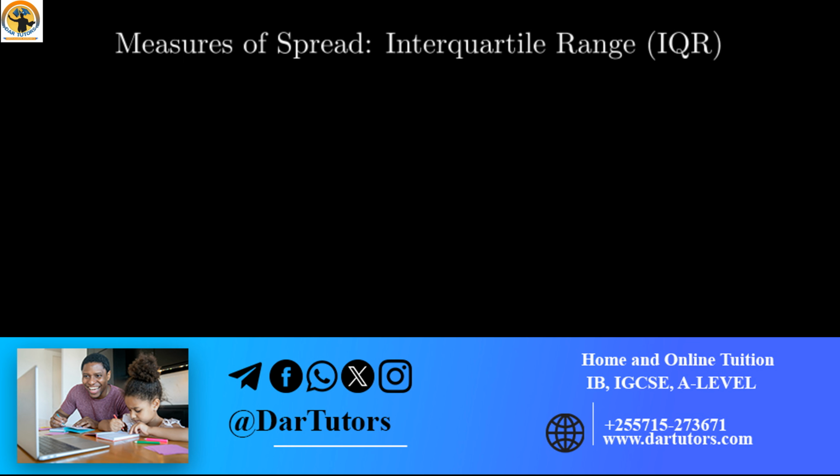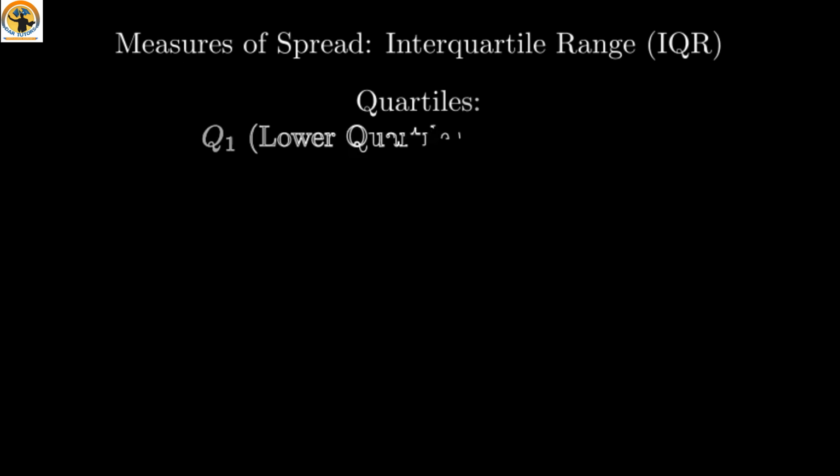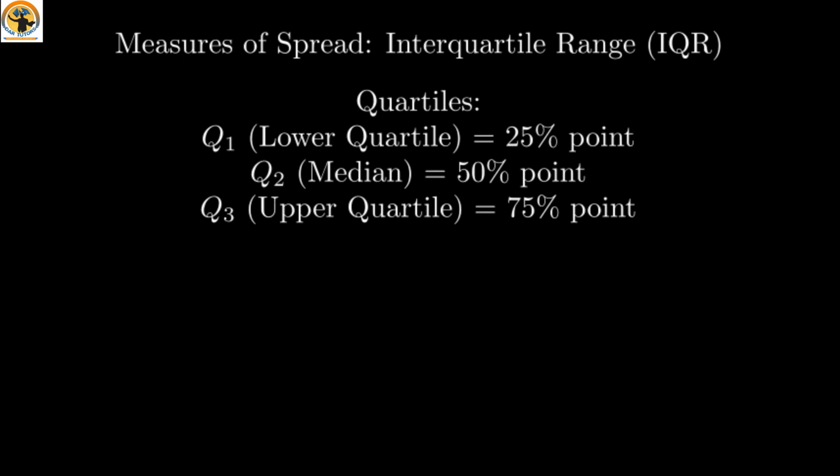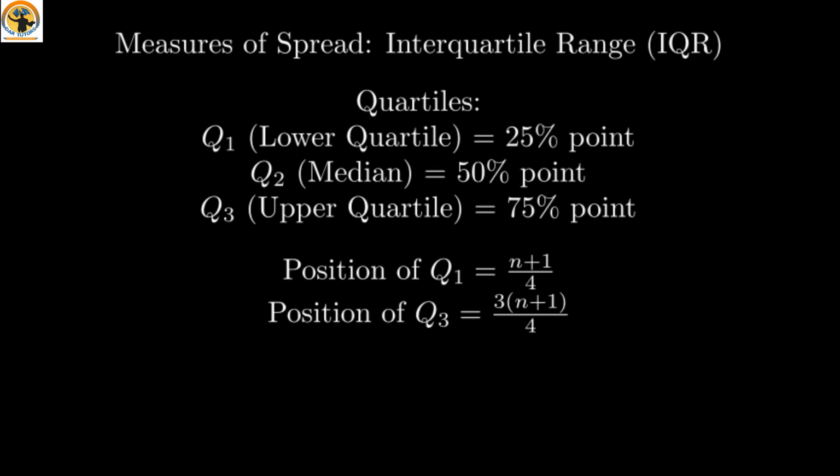To find the IQR, we first need to find the quartiles. Quartiles divide an ordered data set into 4 equal parts. The first quartile, Q1, is the 25th percentile. The second quartile, Q2, is the median, and the third quartile, Q3, is the 75th percentile. We can find their positions in an ordered data set of size n using these formulas.